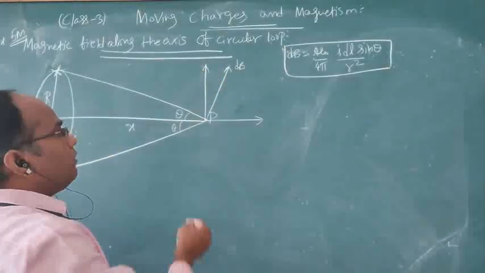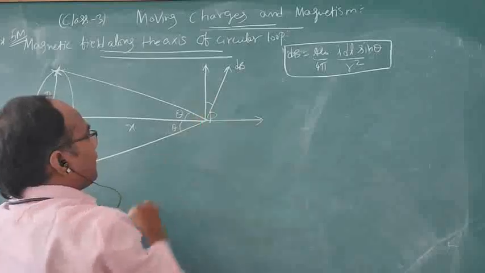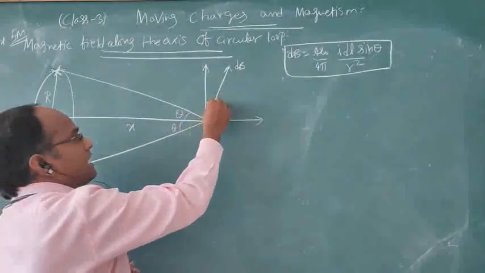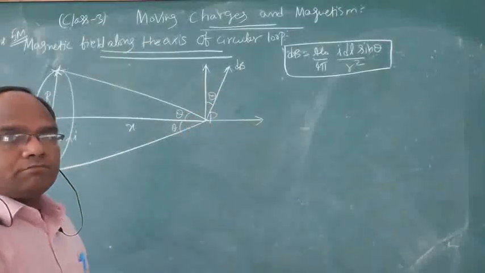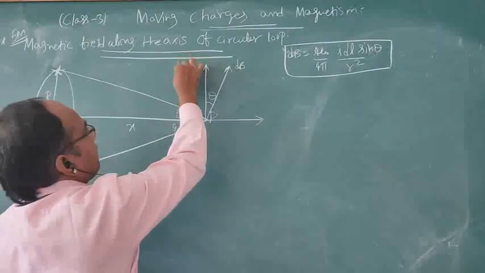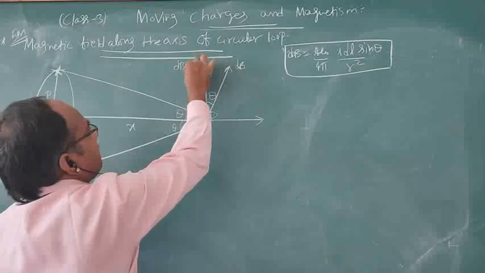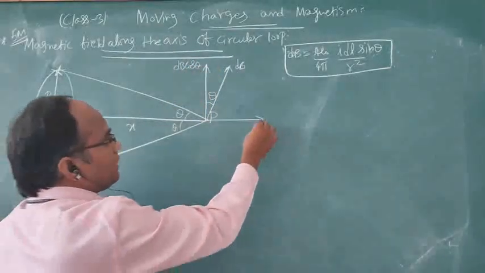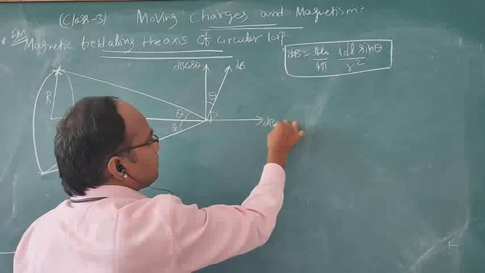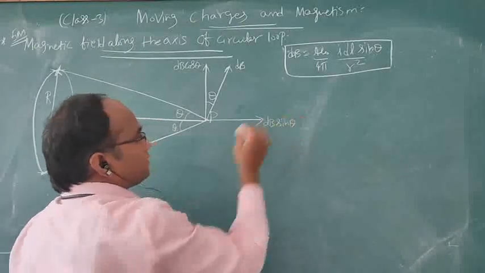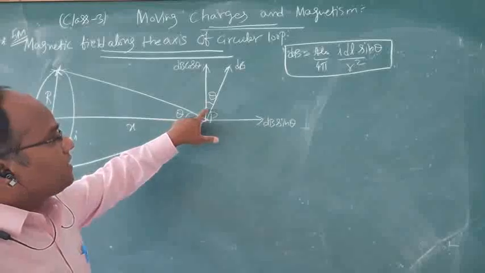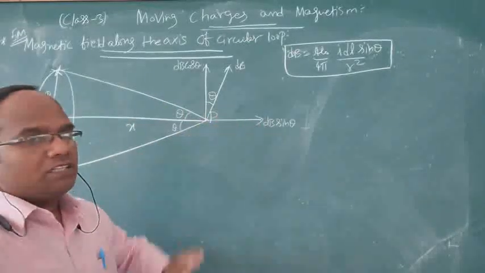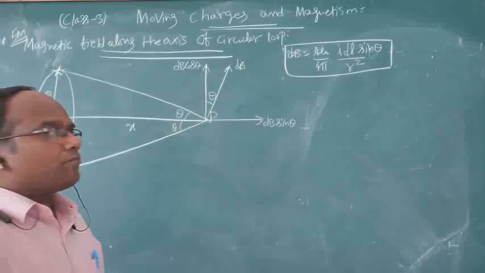Okay. Now here what happens? It is turning to this side. That's why this is an angle theta. Okay. So here what we are writing? This is dB cos theta, and this is dB sin theta. Angle theta touching is dB cos theta. Angle theta not touching, that is dB sin theta.